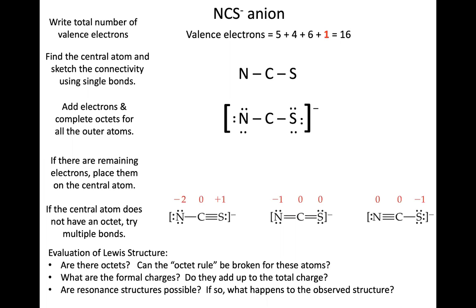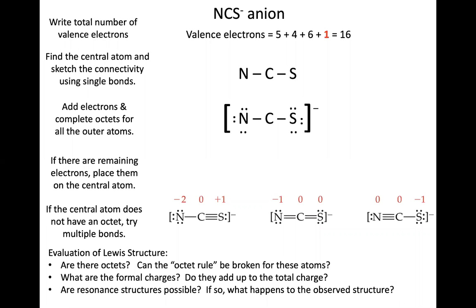If I were to assign these each, right, number of valence electrons minus half the bonding minus the number of non-bonding, these values in red are the resulting values that I got. So first of all, do they add up to the total charge? -2, 0, +1, that adds up to -1. Excellent. I think that was done correctly. -1, 0, 0. That adds up to -1. I think it was done correctly. 0, 0, -1. Yep. Notice in each of these cases, the formal charges add up to the overall charge of the -1 anion.